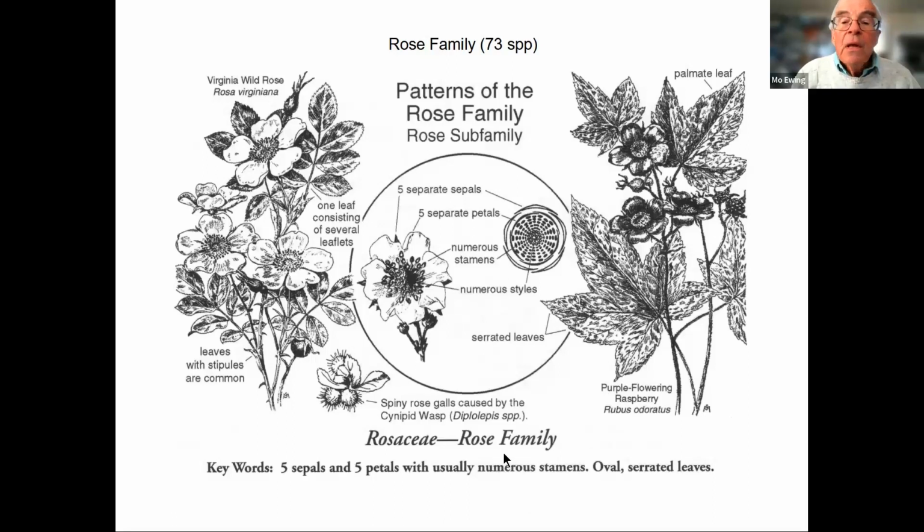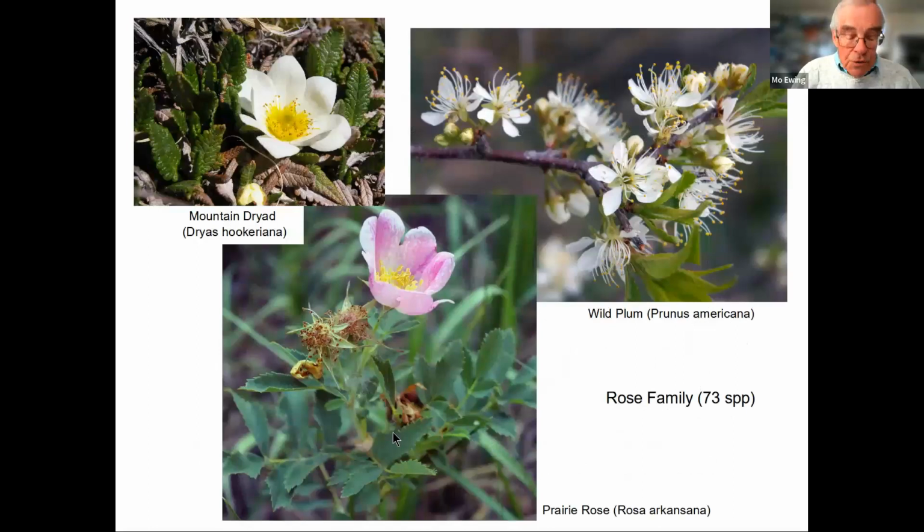So let's take a look at some roses. This little guy up here is called mountain dryad, Dryas hookeriana. It used to be called Dryas octopetala, which meant 8 petals, but it's been changed.